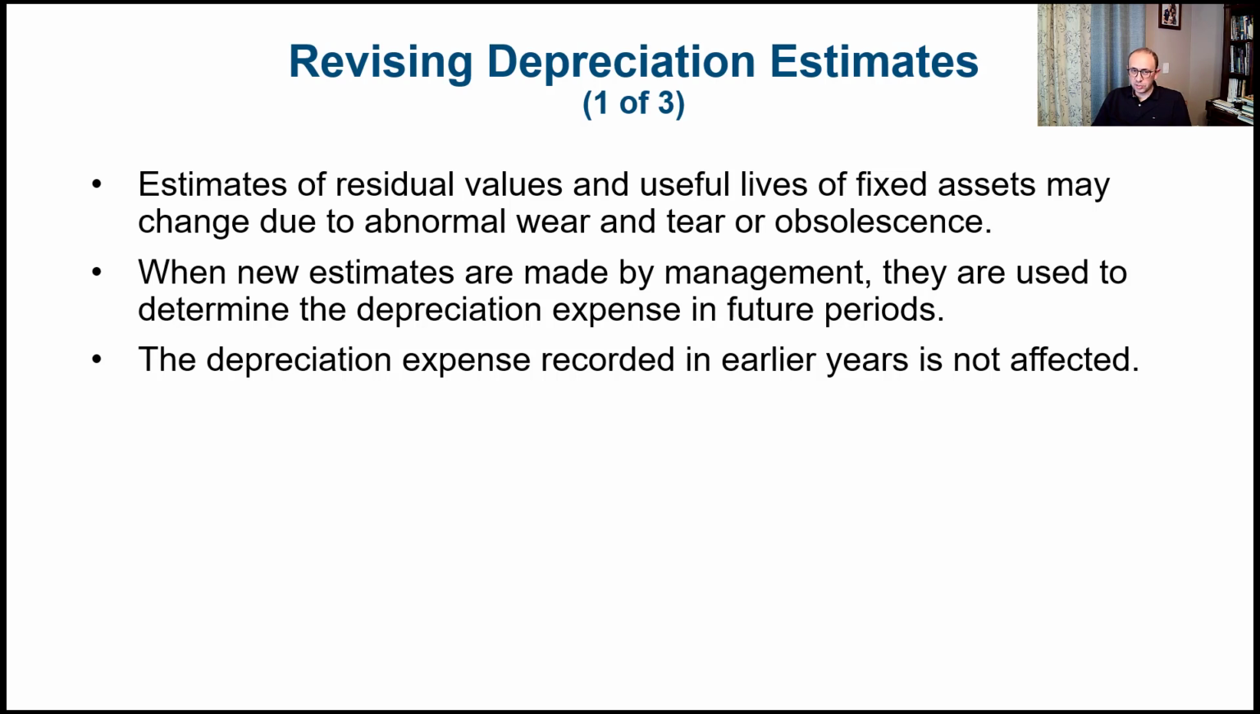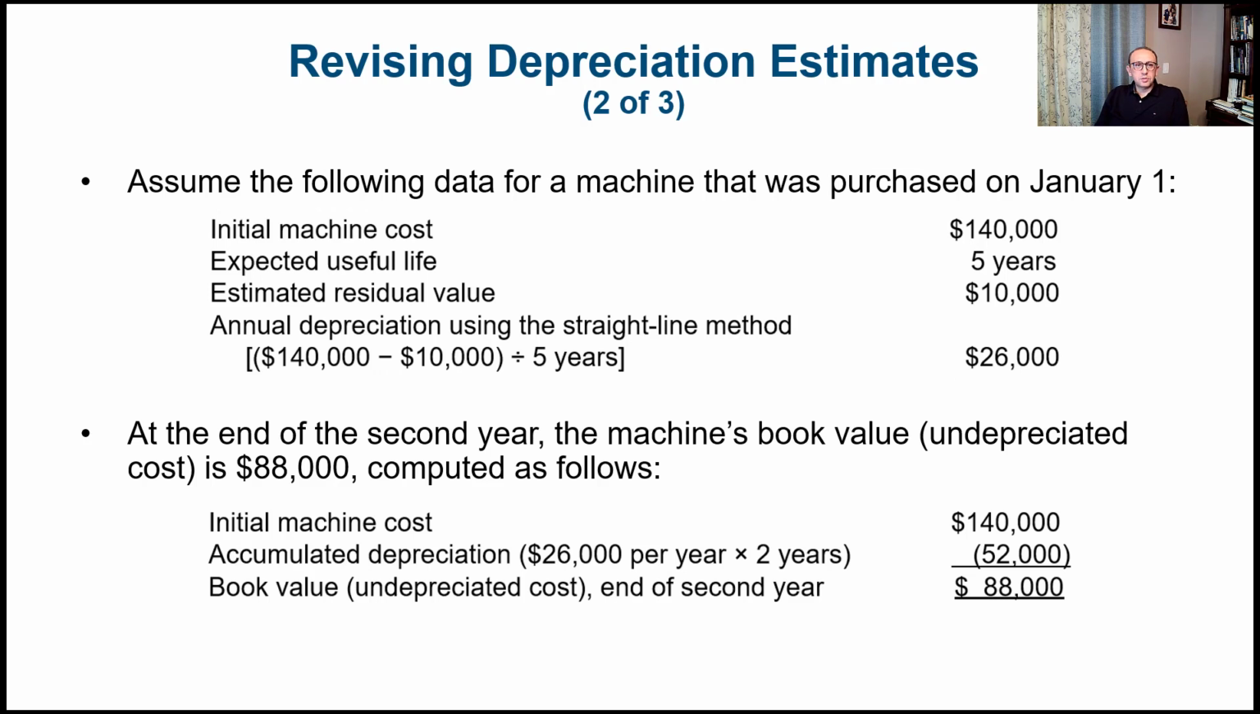So whatever is done before is done. We don't go back in time and change it. But from the date we decided to change the estimate, this is where we are going to apply the new estimates. So let's assume the following data for a machine that was purchased on January 1st. The initial machine cost is $140,000, the expected useful life is 5 years, and the estimated residual value is $10,000. Assume that we're using the straight line method.